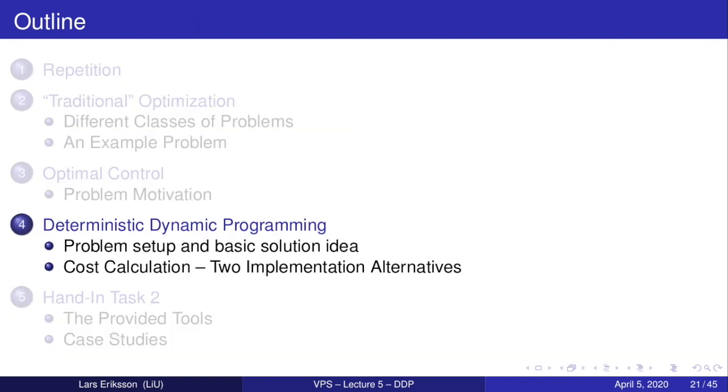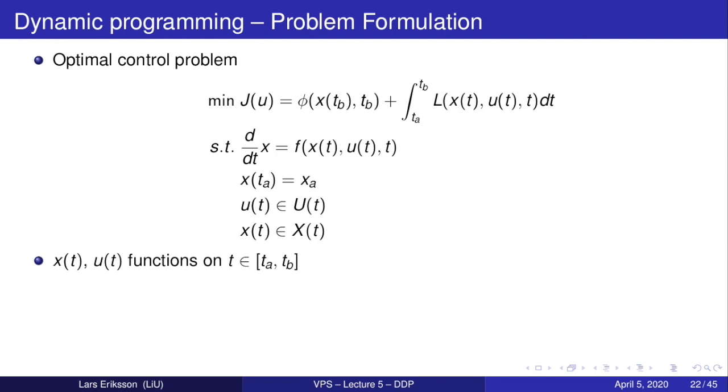Now we will jump into the main tool for the hand-in assignment number 2. We will work with the deterministic dynamic programming. In the general setting, we have the optimal control problem stated like this. We have the criterion or our cost function. We have the states. We have the constraints. We have an initial point and we have the constraints on controls and constraints on the states.